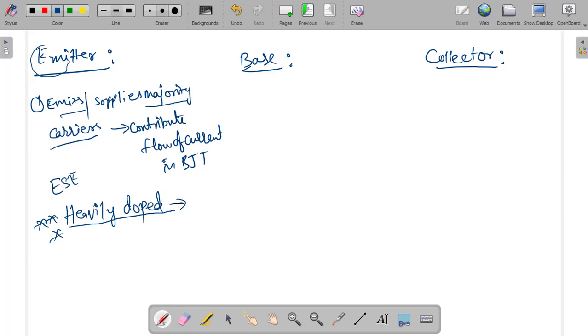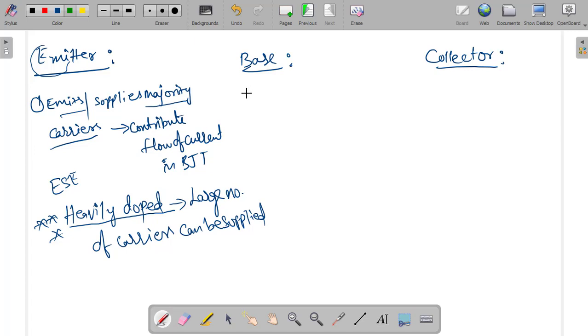So, if it is heavily doped, then it can supply a large number of carriers for the flow of current. Nothing but your emitter, if it is highly doped, heavily doped, then it can supply a large number of carriers. So coming to the collector.